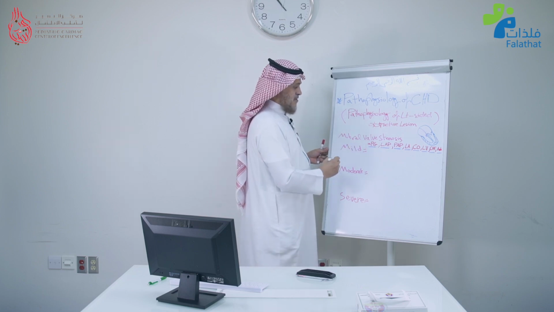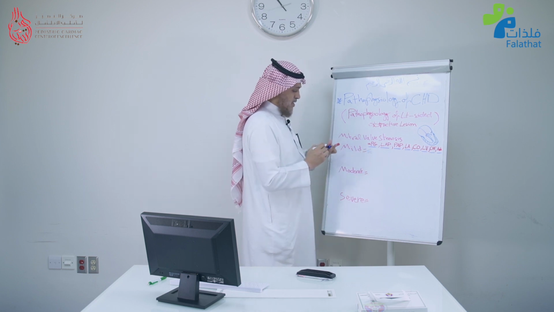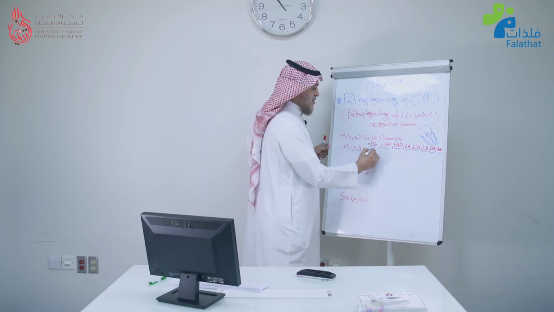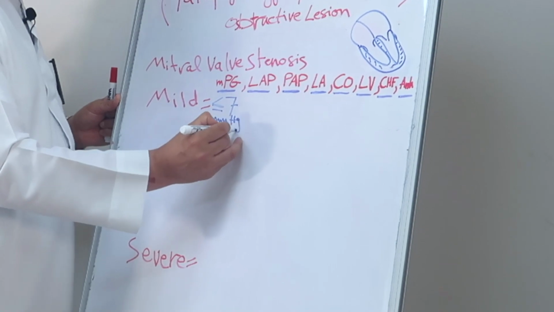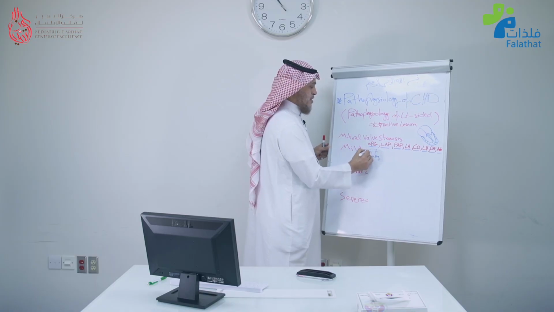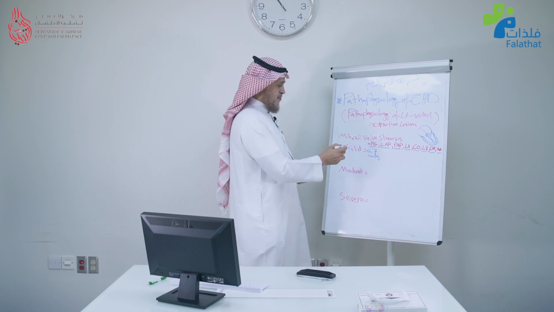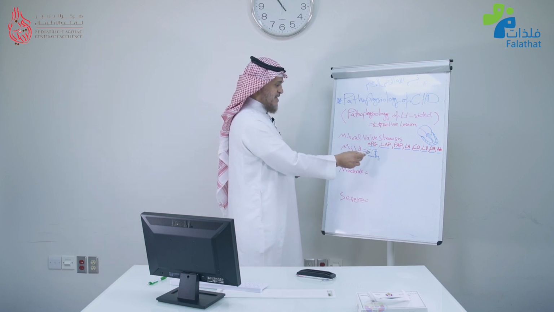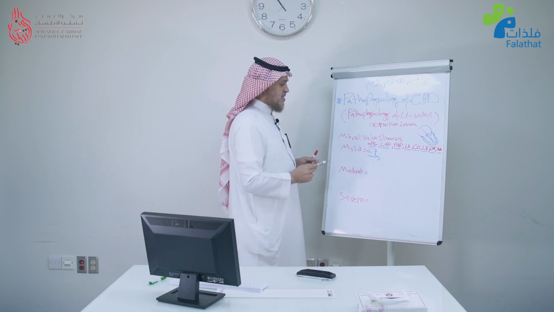So mild mitral valve stenosis, we are talking about a mean pressure gradient of less than or equal 7 millimeter mercury. Okay, so we're talking about a mean pressure gradient of less or equal 7 millimeter mercury. If the gradient is less than 7, then the condition is deemed mild.